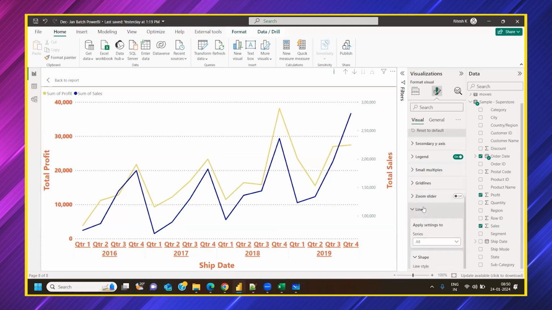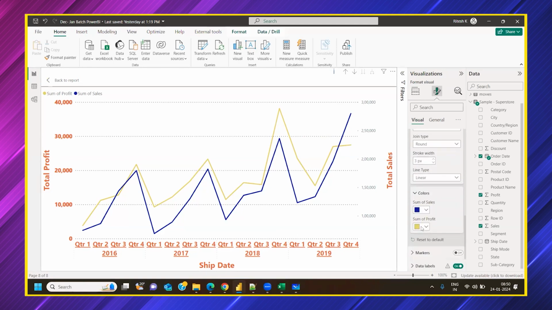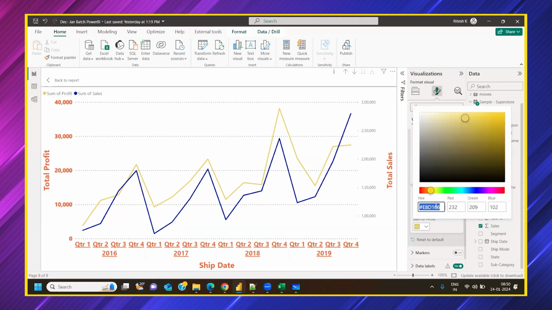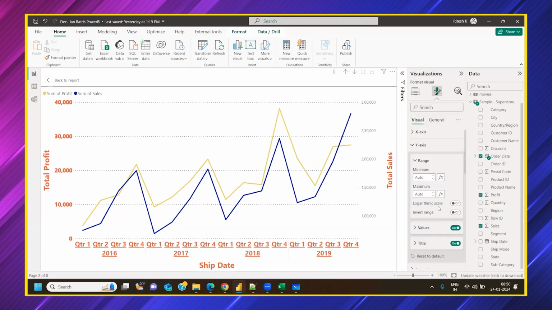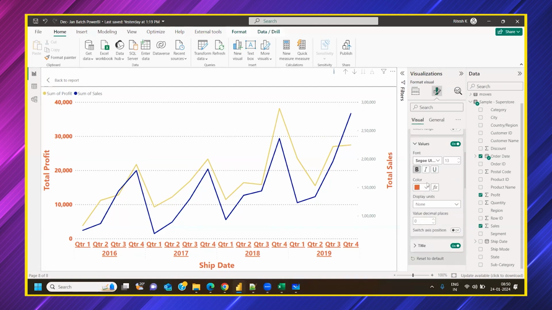First, I'll open the lines, go to colors. I'll check the yellow color which I'm using. I'll copy this hex format. I'll make sure that yellow color is highlighted towards y-axis also. I'll go to the values. Here, this yellow color will be highlighted. See, this is how it should be.